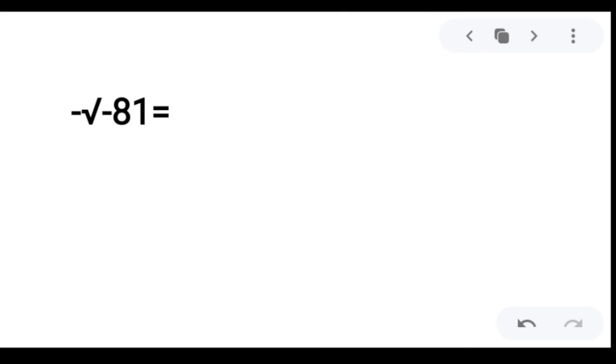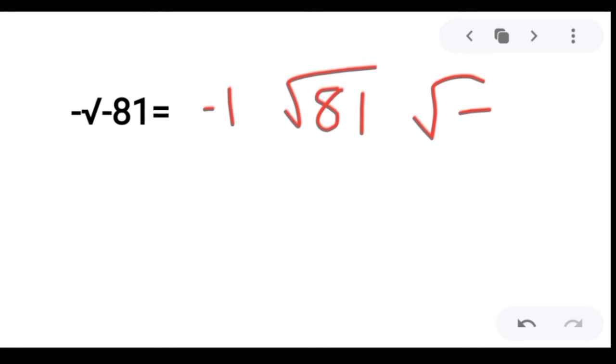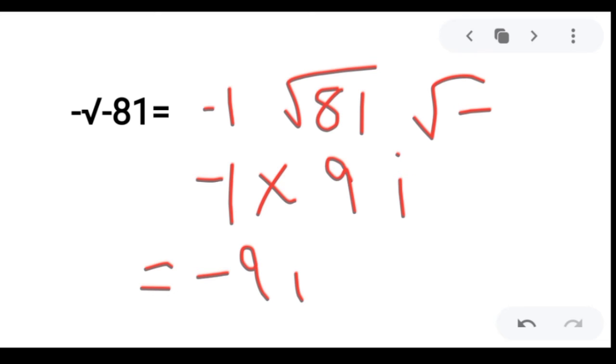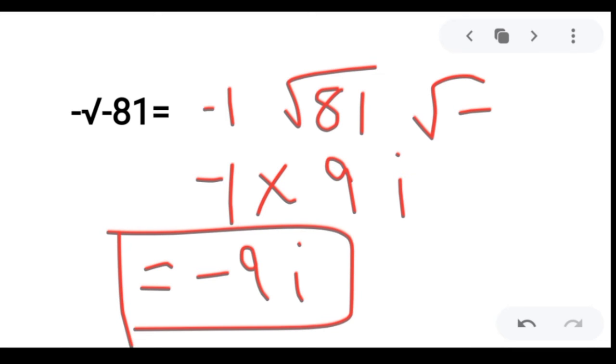The other question guys is negative, square root of negative 81. Negative, imaginary number 1, square root of 81, square root of negative equals to, bring down negative 1. 9 times 9 is 81, so 9. Simplify ng square root of 81. Square root of negative 1 is i. Negative 1 times 9 is negative 9i. The answer is negative 9i.